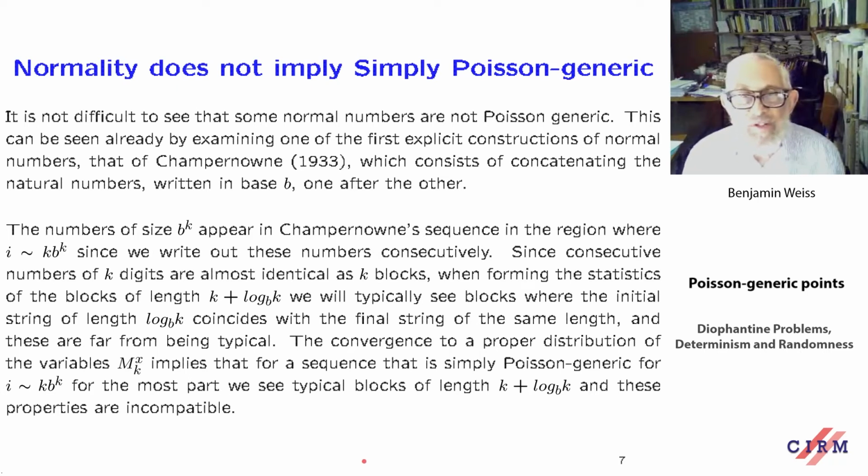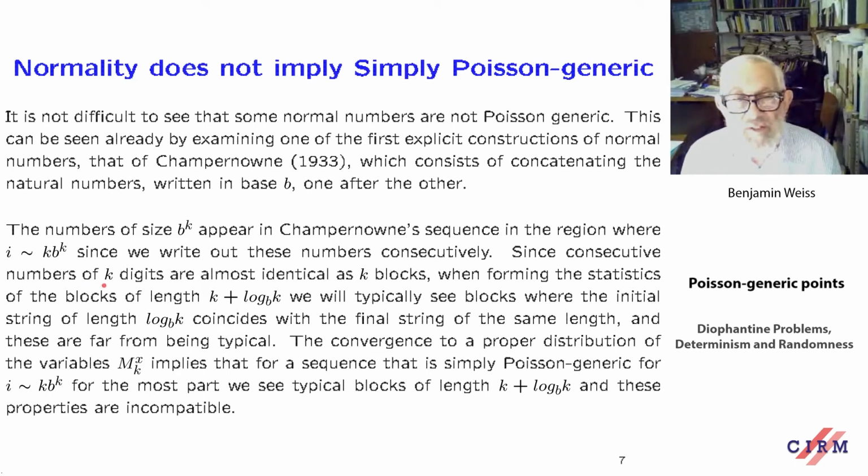Now, this notion of simply Poisson-generic is stronger than normality. It's not difficult to see that some normal numbers are not Poisson-generic. Already Champernowne's number, which consists in concatenating the natural numbers written in base b one after the other. And here, the numbers of size b to the k, when you write these out, they appear in the region of indices where you're at k b to the k.